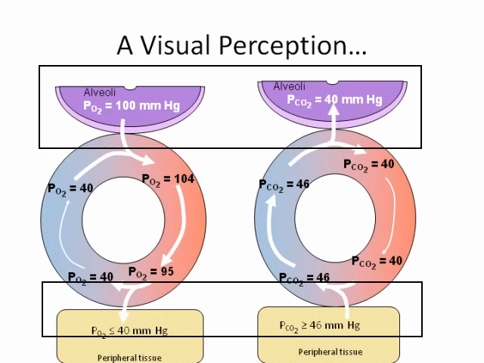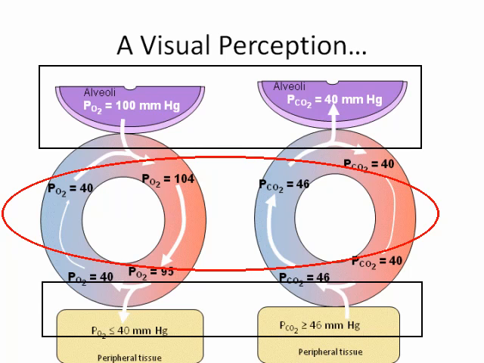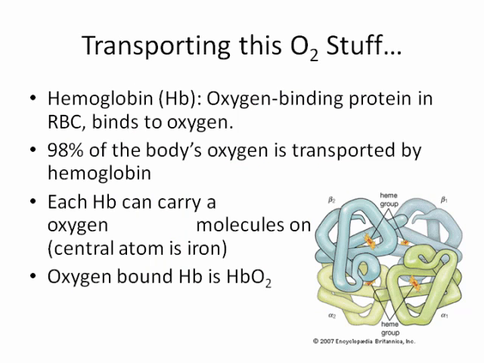What we need to really focus in on during this WIMBA session is what is happening here. What is happening in the middle? How is oxygen getting from point A to point B? And how is carbon dioxide getting from point B back to point A? That is where we are heading during this session. And the answer really all comes down to hemoglobin.